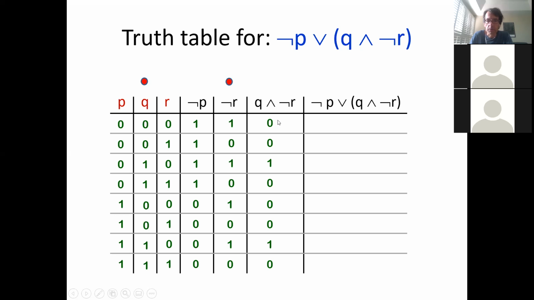The reason I put zeros here is because this Q was 0 in these two cases. And in fact, by the rules of conjunction, the minute I see a 0 here, I don't even have to look at what not R is. I already know that this is forced to be 0. This one I have to check because Q is 1, so I have to check the value of not R. It's 1, so I write 1 here, and in this case it's 0. 0 dominates in conjunction.